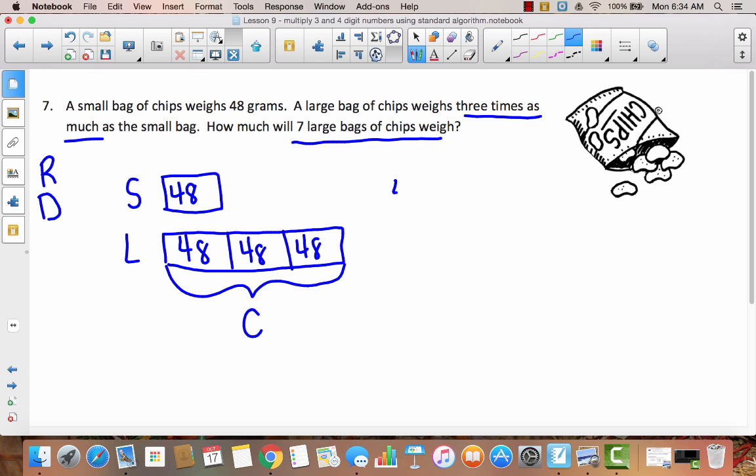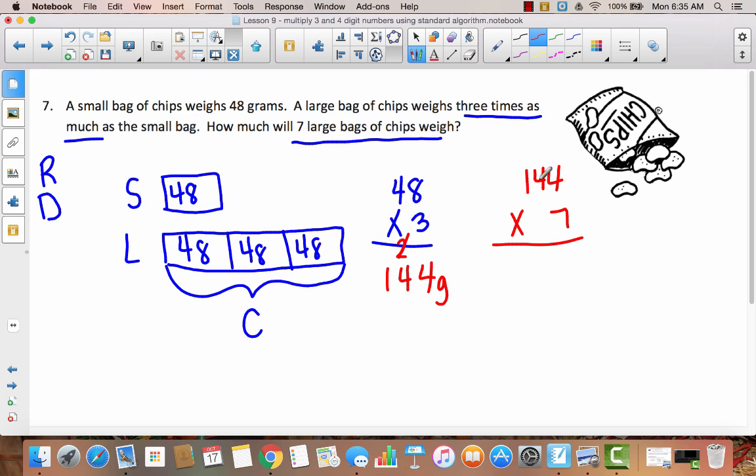48 3 times. So I'm going to go over here and I'm going to solve this using standard algorithm. 48 times 3. So let's go ahead and solve this together. 8 ones times 3 is going to give me 24 ones. And then I've got 4 tens times 3, which is 12 tens, plus 2, which is 14 tens. So I've got 144 grams for 1 large bag of chips, but that's not what it's asking. It says how much will 7 large bags of chips weigh. So the next step is going to be to take 144 7 times. I want you to go ahead and solve this problem using standard algorithm. We've already written 2 number sentences. Then I want you to write your answer as a statement, and then we'll come back and check together.